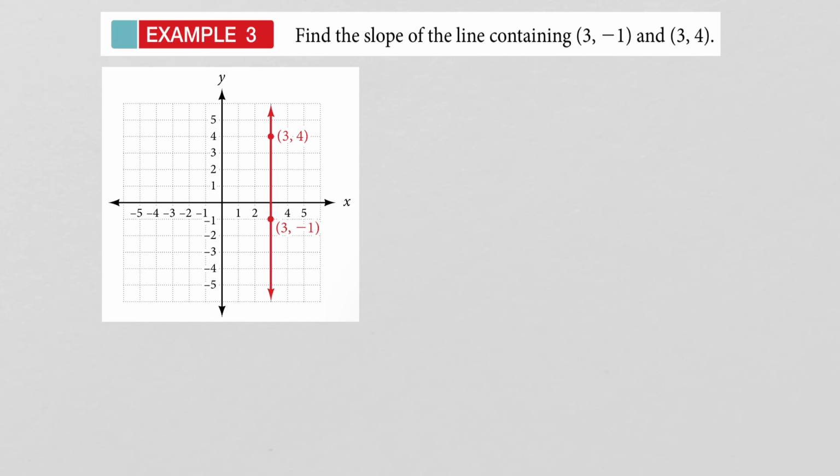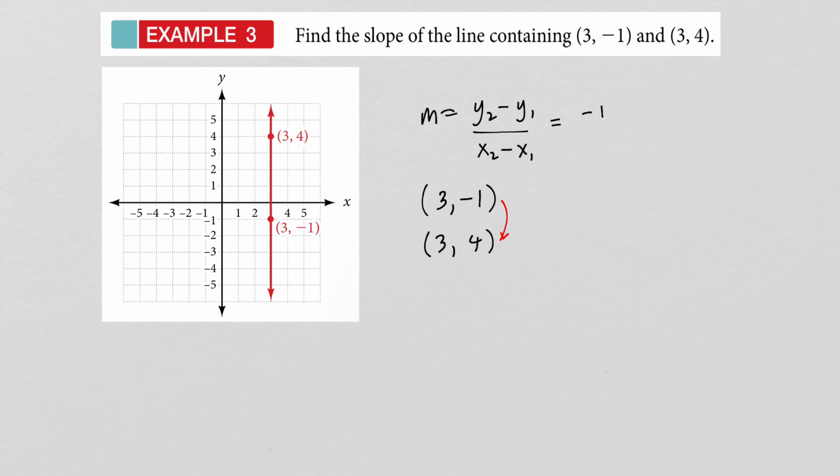Next, let's find the slope of the line containing the following points. And this time I'm just going to go ahead and use the formula. So we know the slope is y2 minus y1 divided by x2 minus x1. And let me go ahead and write down my 2 points here. And again, I'm just going to subtract in this order. So y2 minus y1 would be -1 minus 4. And in the bottom, we're going to subtract the x values in the same order, which is 3 minus 3.